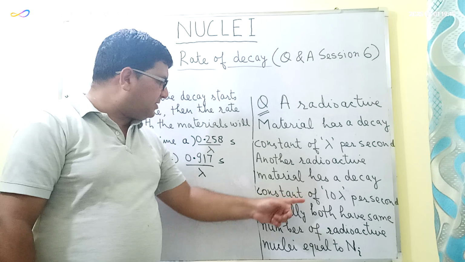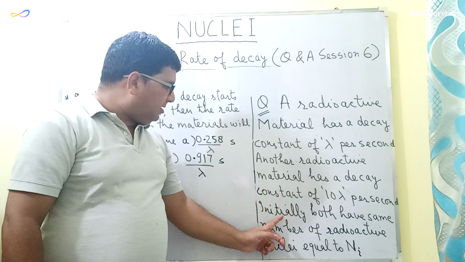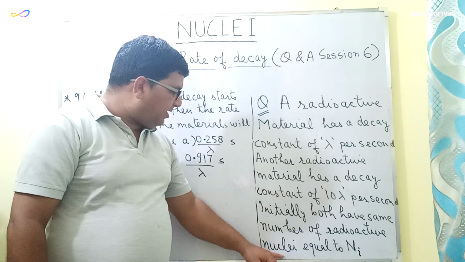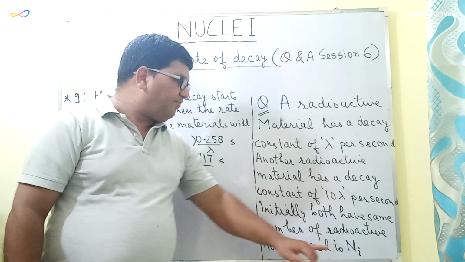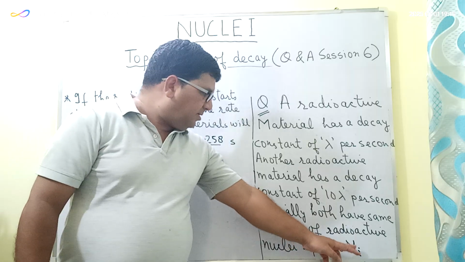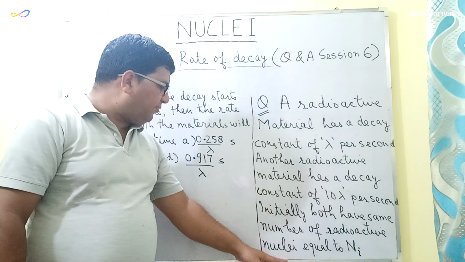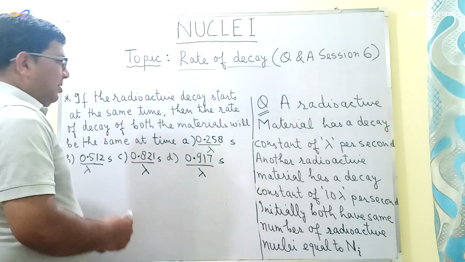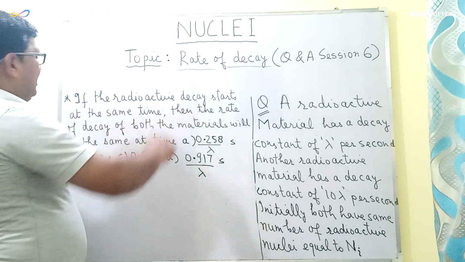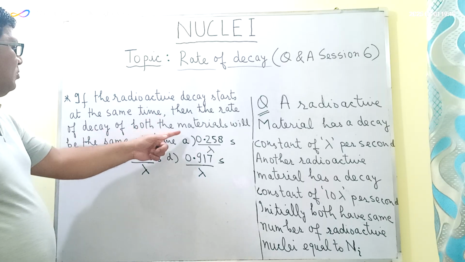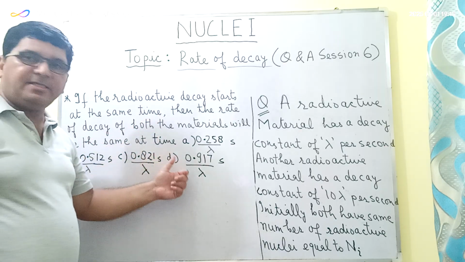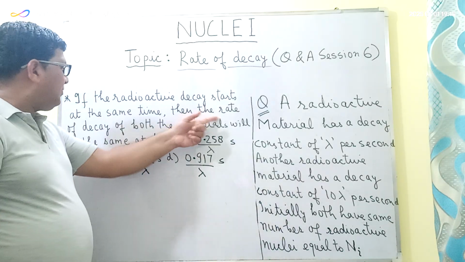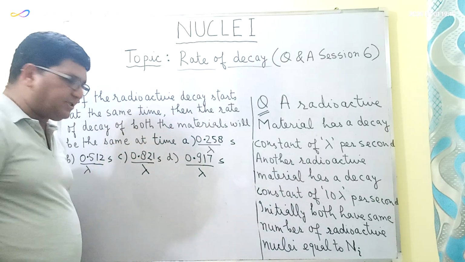Another radioactive material has a decay constant of 10 lambda per second. Initially, both have the same number of radioactive nuclei equal to Ni. That is, at t equal to 0, the number of radioactive nuclei in both materials is equal to Ni. If the radioactive decay starts at the same time, then the rate of decay of both the materials will be the same at time. Four options are given here, and we have to find the time at which the rate of decay of both the materials is the same.